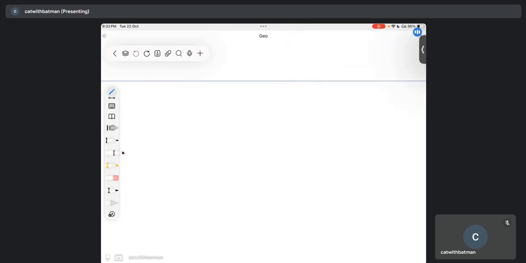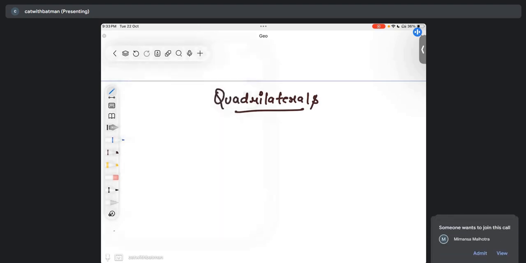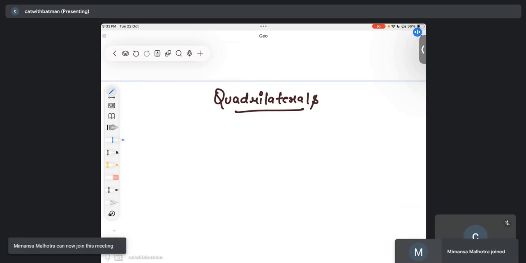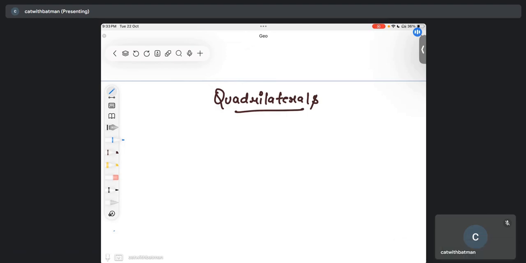Okay, so today we are going to begin with a new topic. We completed triangles yesterday. Today we are going to start with quadrilaterals. Basically, the name itself suggests quad, that means four. So any figure with four sides or four angles can be considered a quadrilateral.